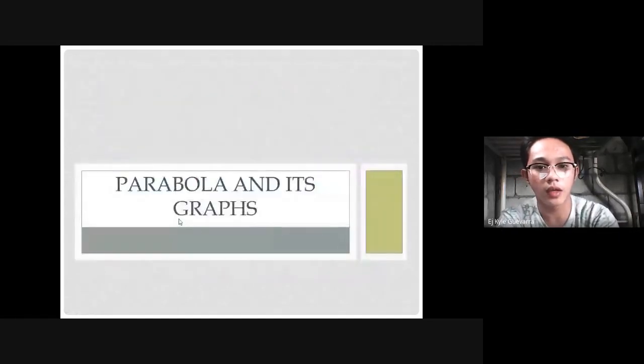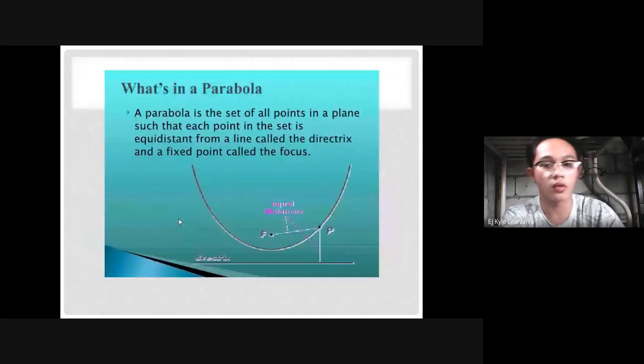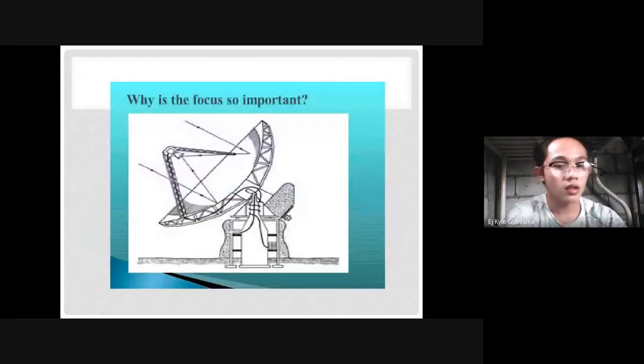Next, why is the focus so important? As we discussed, it is important, for example in a satellite, all signals are transmitted to the focus so that the frequency is distributed properly. For example, in cellular phones, radio, and signals. That is why our focus is important.